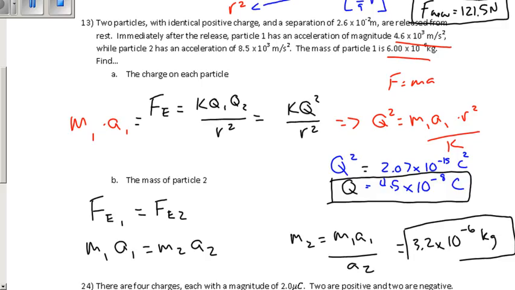And now we should see real quick that because the acceleration of particle 2 was nearly double the acceleration of particle 1, we get a mass that is nearly half the mass of particle 1.